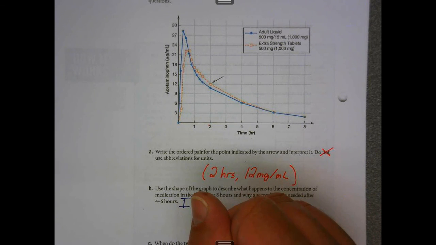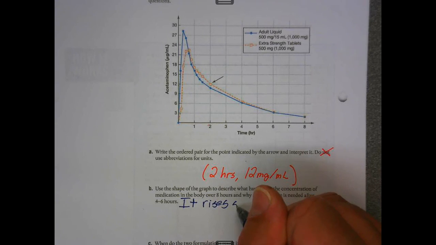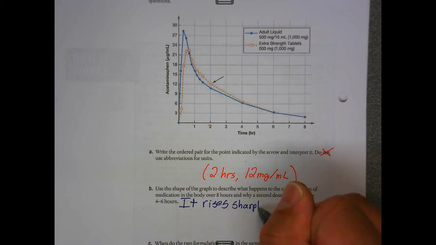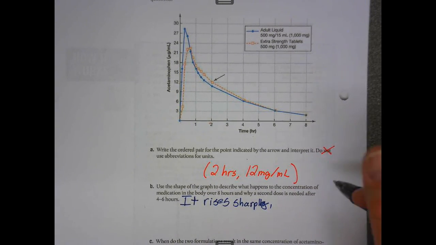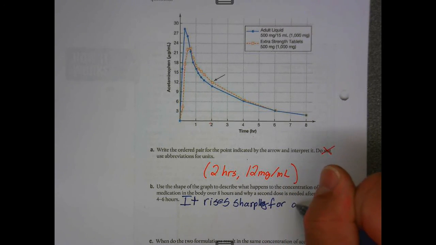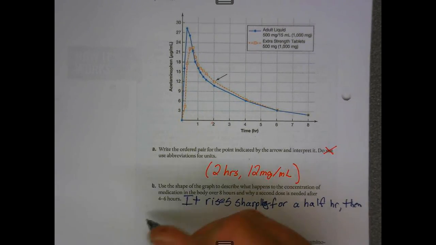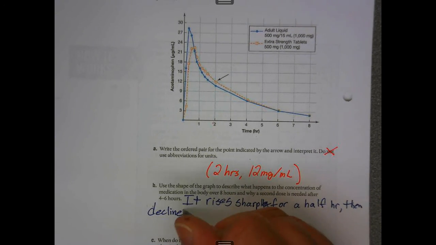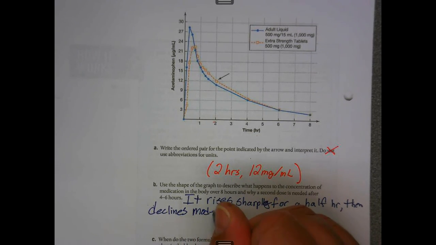then falls, declines, moderately, until about the 4th hour mark. So for 3.5 hours. Then it's more of a gradual declination and gradually tapers off.